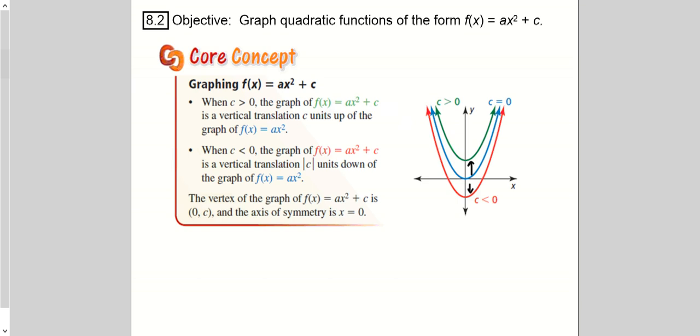Hello, and welcome to another Algebra 1 lesson. This is lesson 8.1. Our objective: graph quadratic functions of the form f of x equals ax squared plus c.